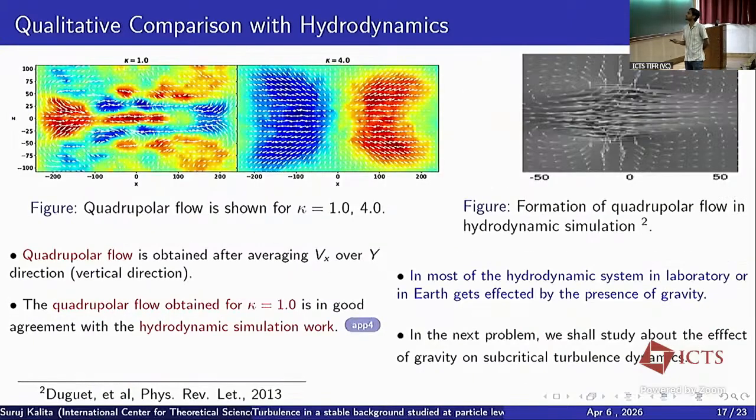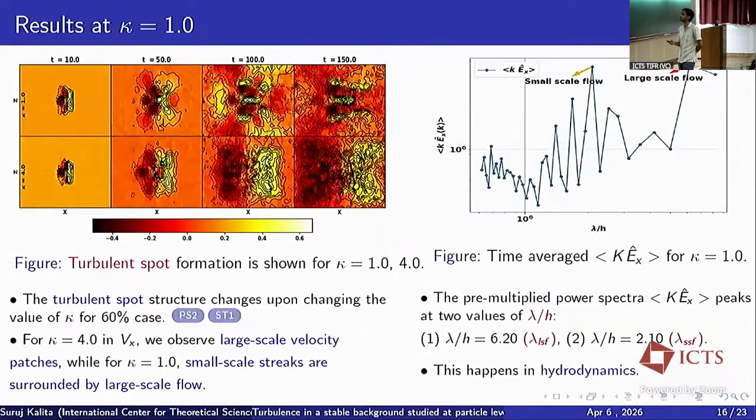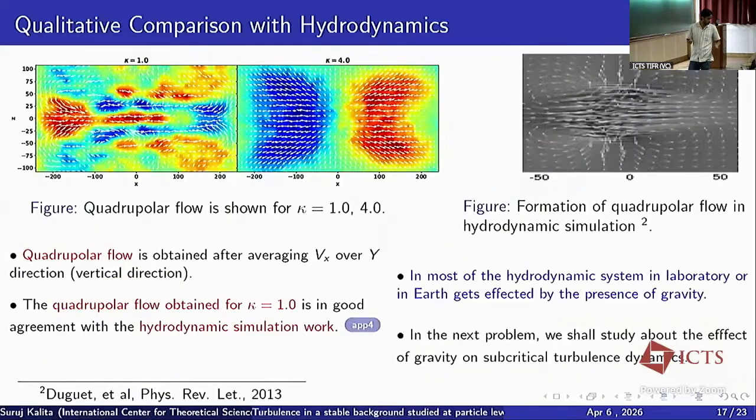And quickly go through this, this is the quadrupolar flow when you average over y. So this turbulence, just one minute.